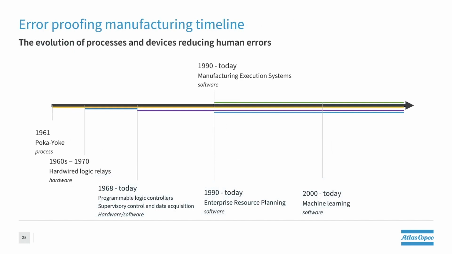In the 2000s, when machine learning was introduced, AI is built to reveal any slight deviations using trained data models. Machine learning is built on software. Do you notice a trend? I'm sure you guessed it, but that trend is since 1990, all the advancements in control and error proofing have been from software. But why is that?